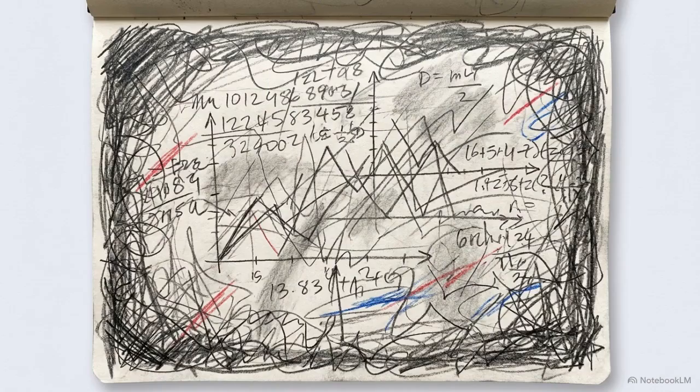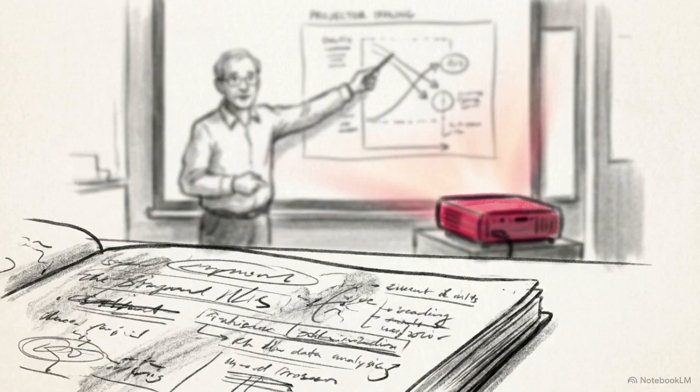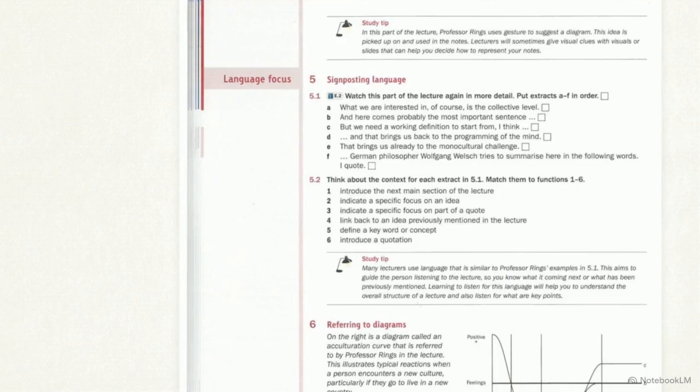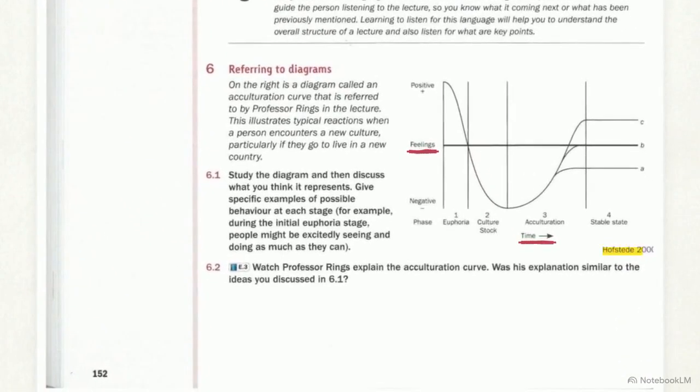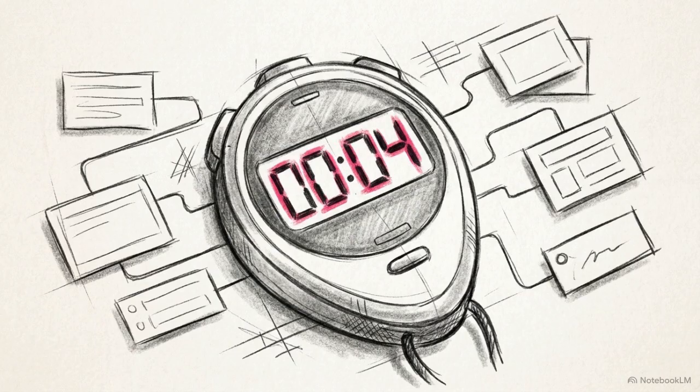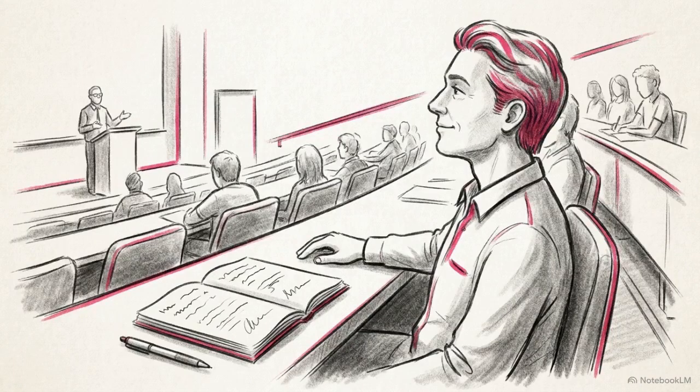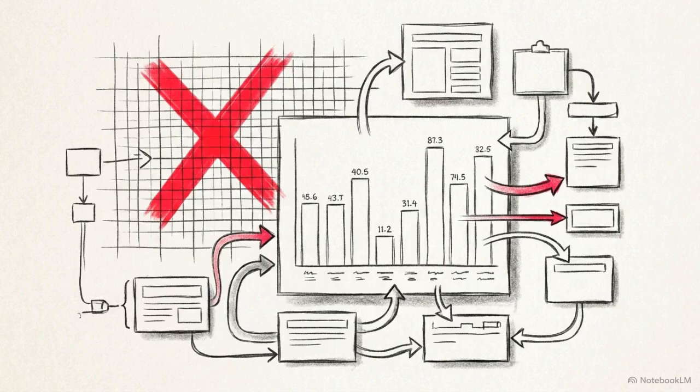When a complex academic chart appears on screen, the instinct is to panic and try to copy every single data point. That completely distracts you from the professor's explanation. Use a 5-step checklist. First, read the title. Second, check headings. We see language focus, referring to diagrams. Third, identify axes, feelings, and time. Fourth, check the Hofstede citation. Finally, trace the curve dipping from euphoria into culture shock and rising to acculturation. Running through this checklist takes only seconds, but it frees your brain to process the lecturer's actual interpretation of the chart instead of struggling to decode what the lines mean.